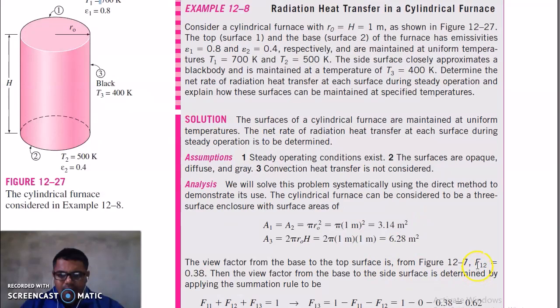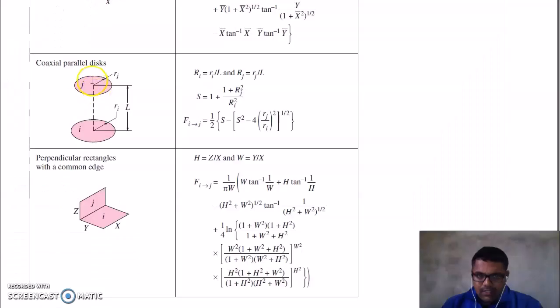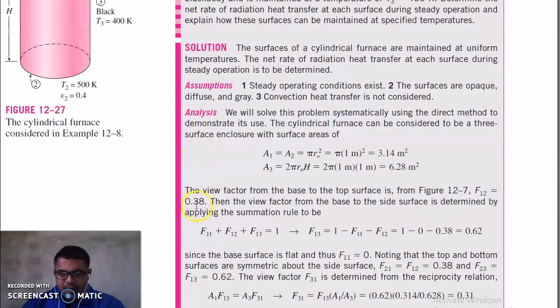Now the view factor F12, from 1 to 2, can be found by using the method of two parallel plates. Now these are two coaxial parallel discs. In this equation, put R is equal to 1, put these both values equal to 1, and you will get 3, and put the 3 value here, where Rj by Ri is equal to 1 also. When you solve this equation, you will get view factor F12, which is 0.38 in this case.